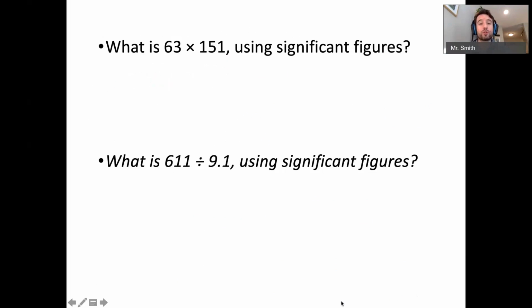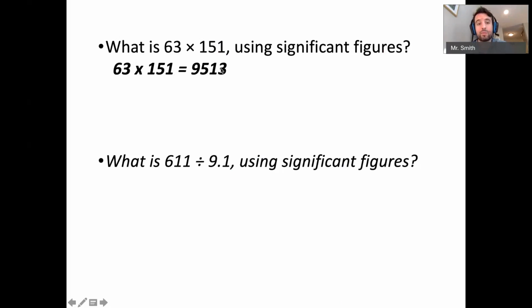Okay, so in the first question, we have 63 times 105. In the second question, we have 611 divided by 9.1. So we use the sig fig rule of least number of sig figs for multiplication. We use it for division. I'm going to go ahead and do the math for you in this problem, just so you can see there's no tricks I'm pulling. It's all just kind of, keep it all above board. When we take 63 and multiply it by 151, we get 9,513.